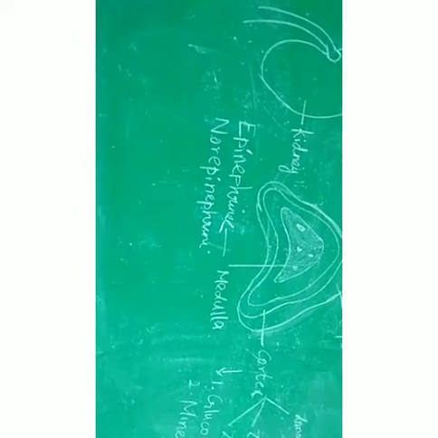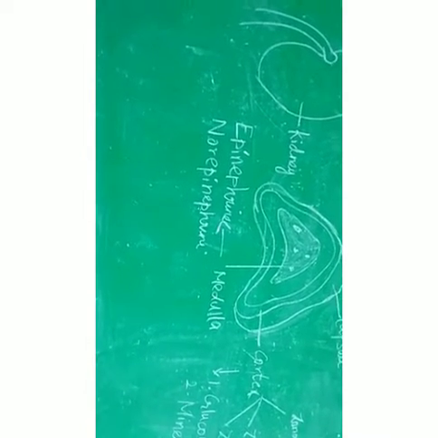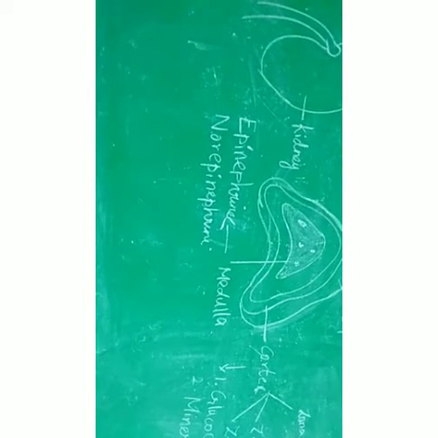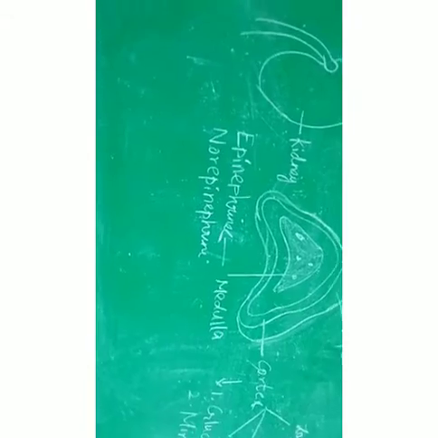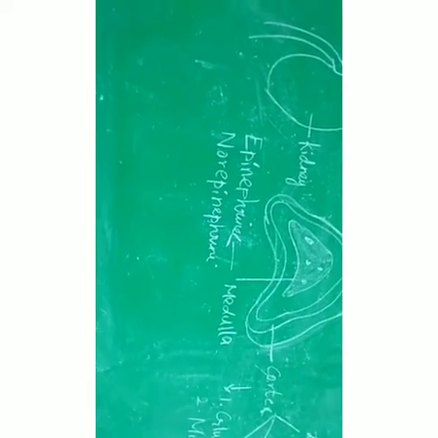So here we have seen the adrenal gland among the human endocrine glands. Next we will see the reproductive glands and also the thymus gland.